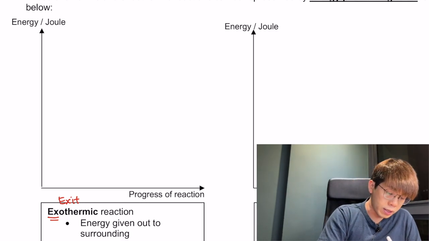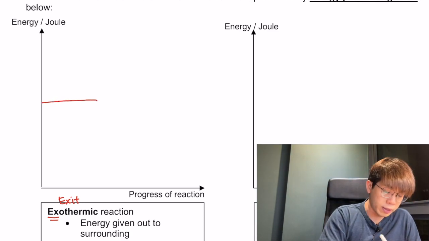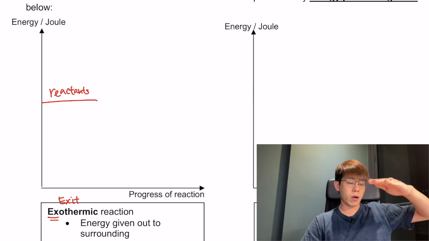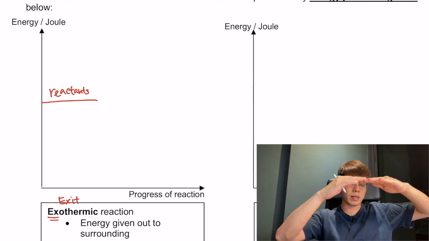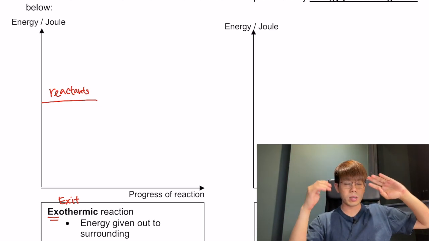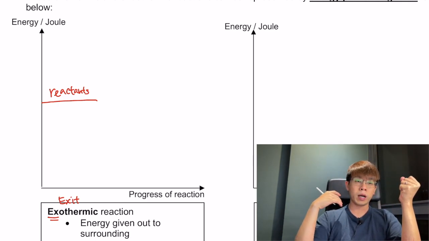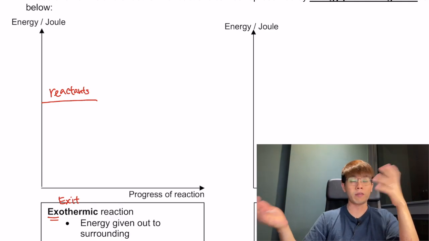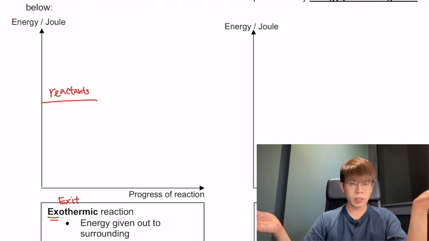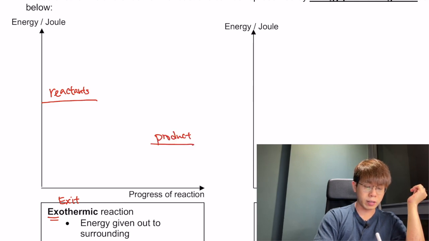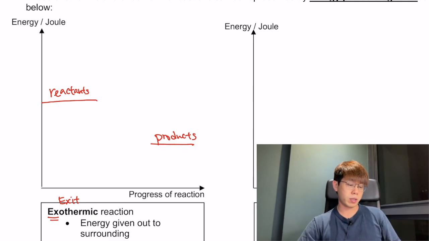Firstly, I will draw a horizontal line, and this is the energy of the reactants. My reactants start at this energy, and now my energy is lost, right? So I started with $100 and I lose energy. Do you think I will have more or less energy eventually? If I lose energy, obviously my products would be over here. So you must write reactants and products, or the actual chemical names.